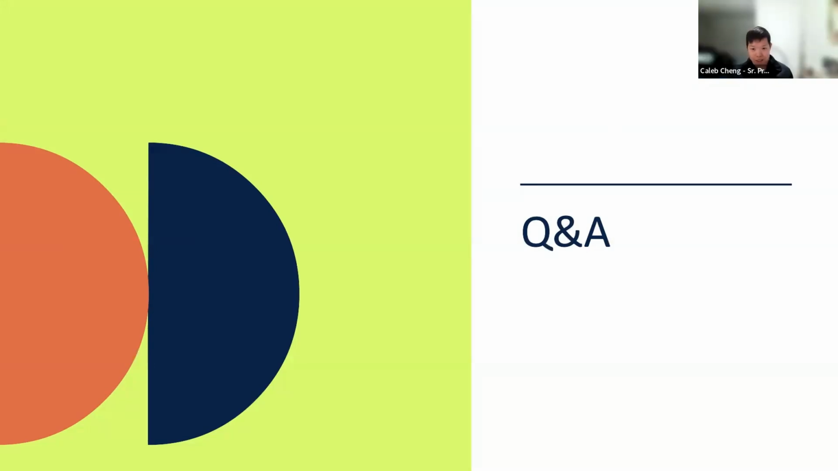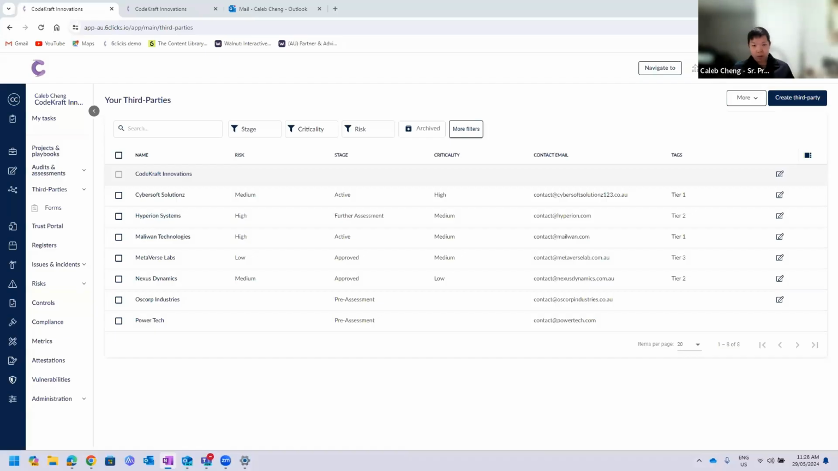Hello, everyone. My name is Caleb, and I'm a senior pre-sales engineer at 6clicks. In the next 15 minutes or so, I will give you an overview of the 6clicks solution, showing you how you can take control of your third-party risk management program, and how 6clicks can help centralize, simplify, and automate your processes, taking away those mundane tasks and giving your team more time to focus on the things that matter.